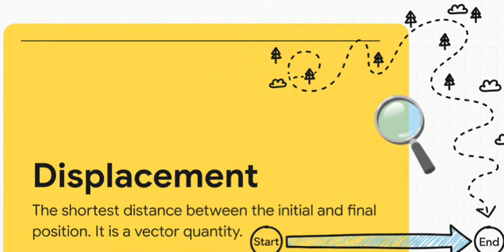But then you've got displacement, and that's our vector. Displacement really doesn't care about the scenic route you took. Nope, it only asks two simple questions. Where did you start, and where did you end? The displacement is just the shortest, straightest line, the shortcut between those two points. And because it's a vector, it includes the direction from your start to your finish.